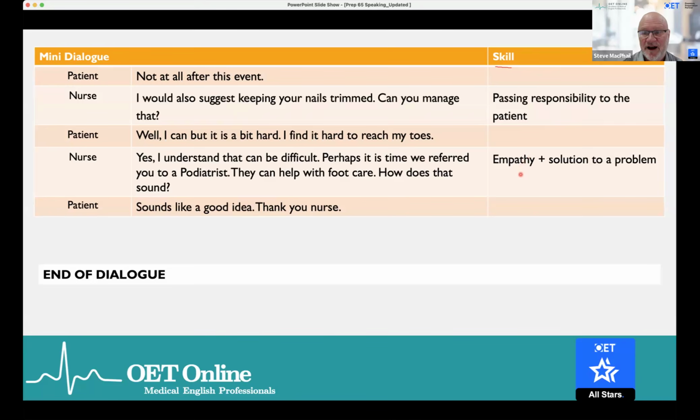So the other really important thing, the patient identified a problem, right? They can't reach their toes. So understanding that can be difficult. And there's a solution. Let's get you to a podiatrist. Podiatrists can do these things. So one of your jobs is to provide solutions to the patient's problems. Think about it like that. Patient presents with a problem, you come up with a solution.